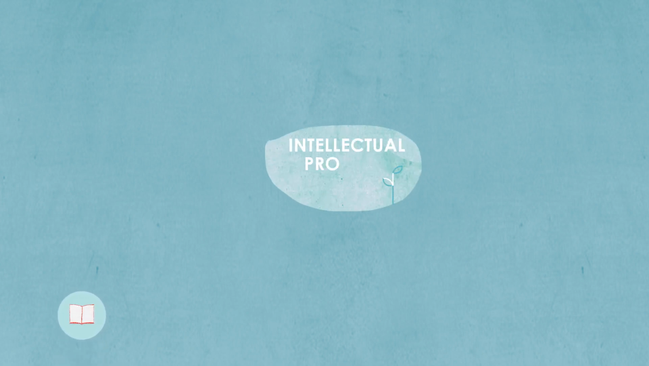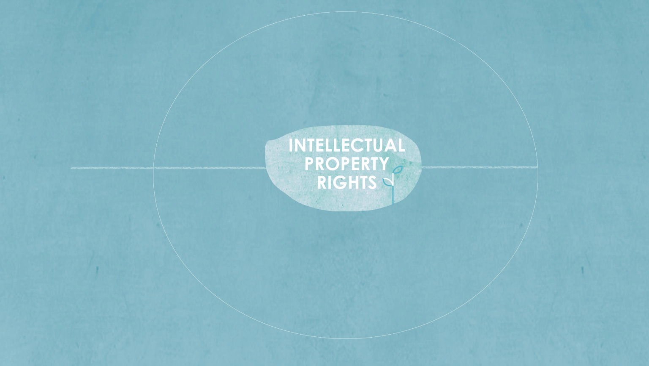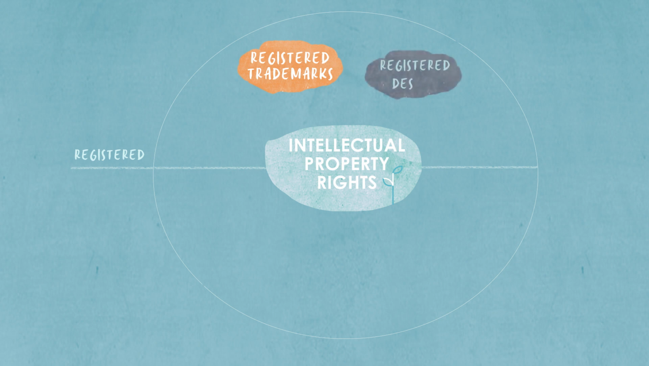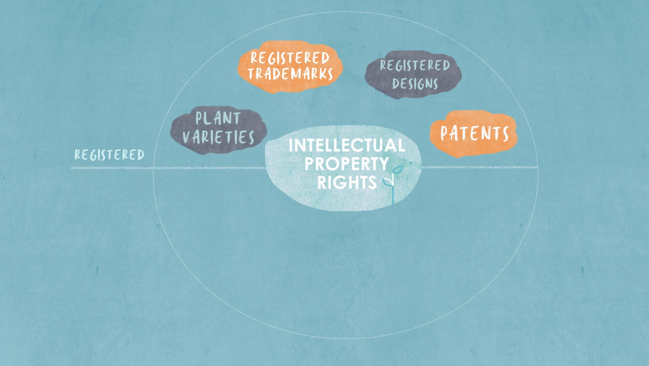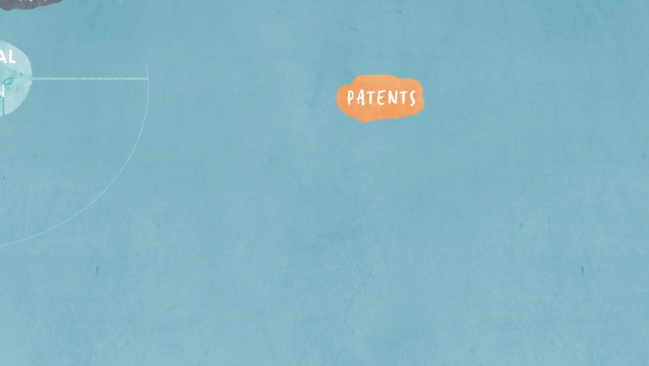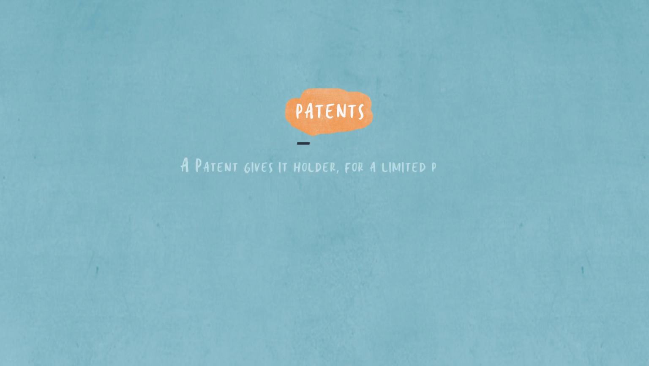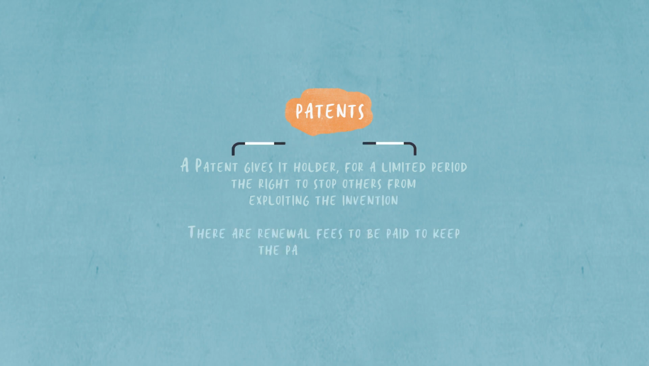How to identify your intellectual property? There are 2 ways. The first is what can be registered. As well as registered trademarks and registered designs, there are patents and even plant varieties. You'll come across registered trademarks and registered designs on a regular basis in the products that you use. You may even be familiar with patents. A patent gives its holder, for a limited period, the right to stop others from exploiting the invention. There are renewal fees to be paid to keep the patent operative.